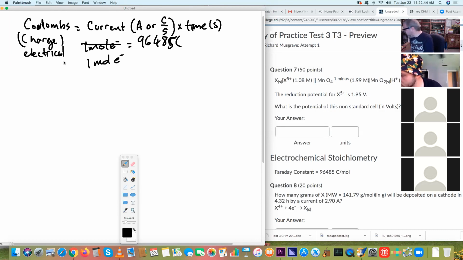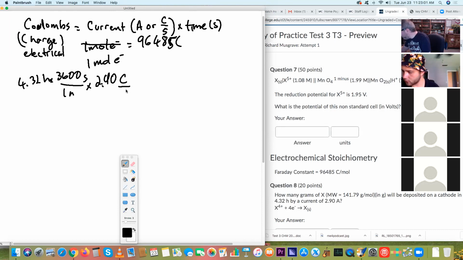So the way we do this is we've got hours. So we take 4.32 hours. We can convert that to seconds because we know there's 3,600 seconds in an hour. And we can multiply that by the current, which is 2.90 coulombs per second. So that gives us a number of coulombs.